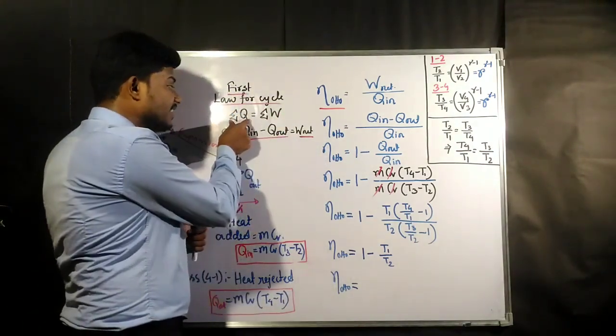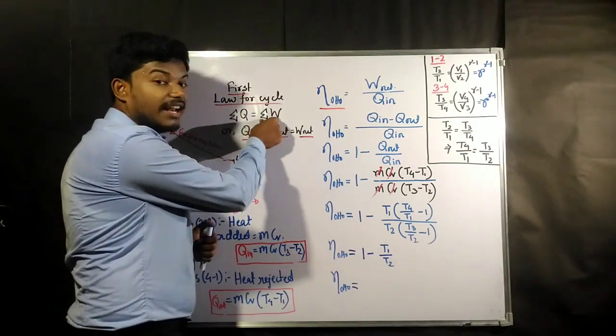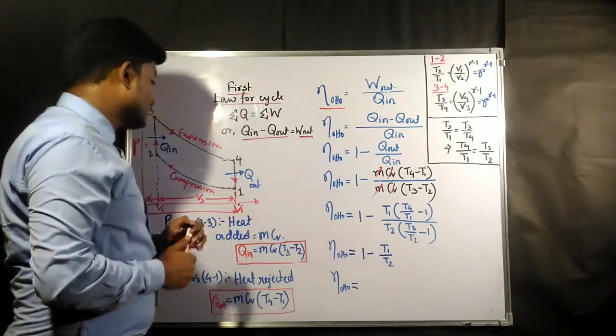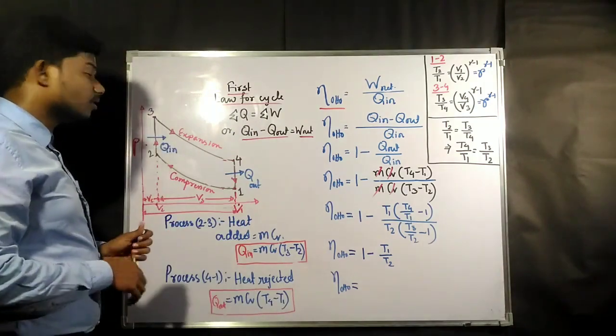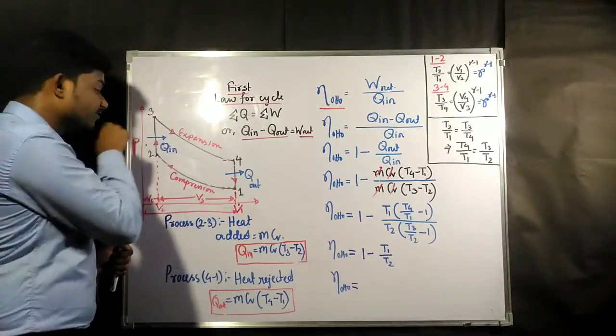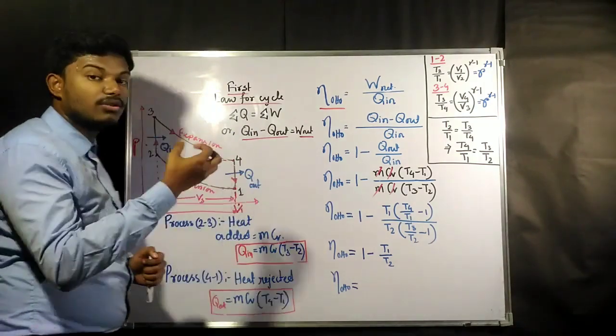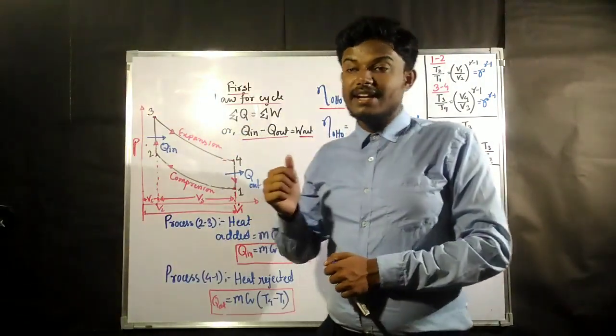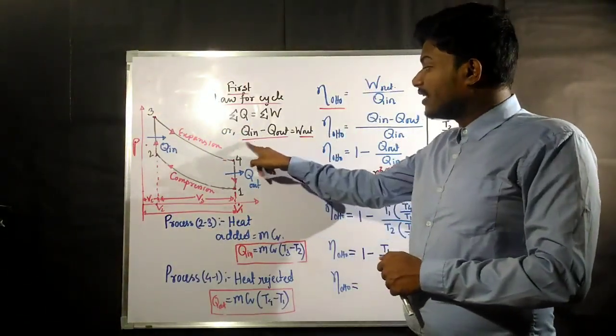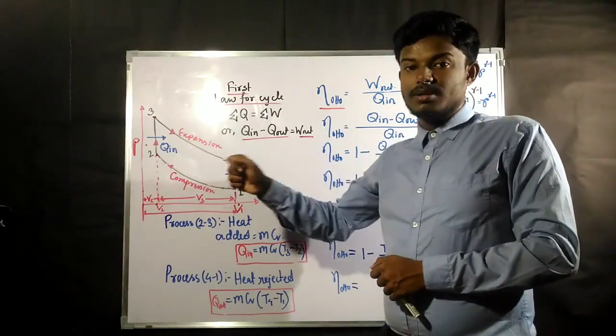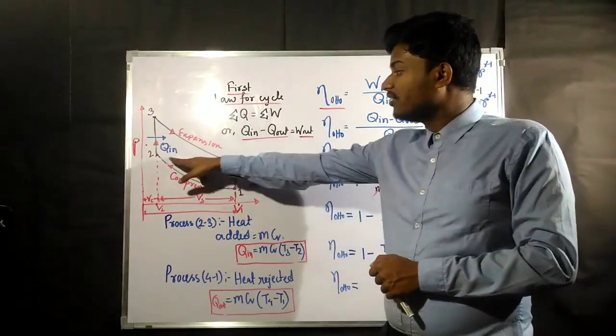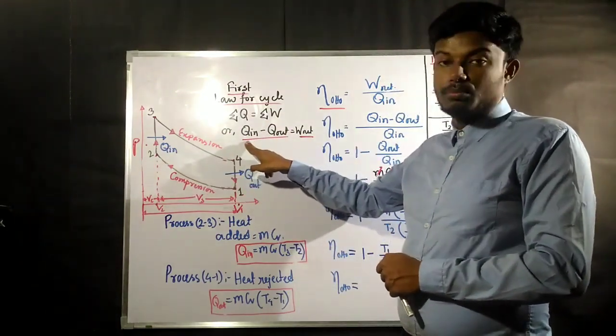The net heat interaction is going to be equal to the net work interaction. Now in this cycle, what are the heat interactions? We are going to give heat and some of the heat is going to get rejected. So the net heat interaction is going to be what? The Q in, we are going to give heat to the system. Giving heat to a system is always positive, so Q in is going to be positive.